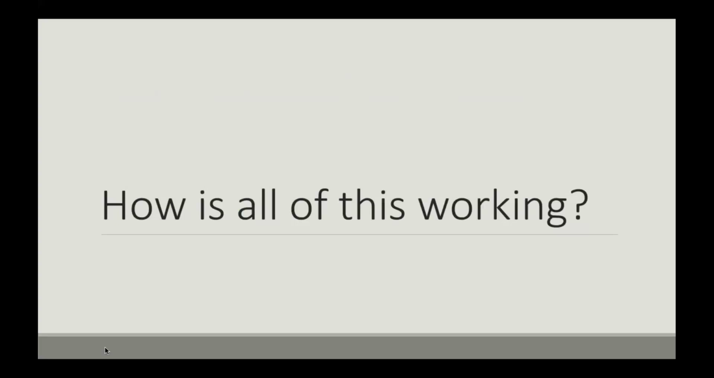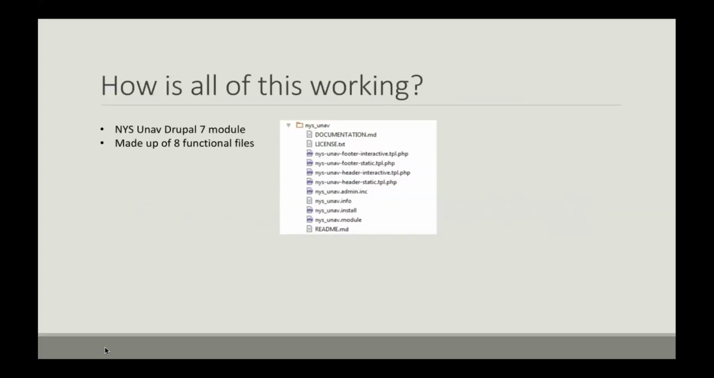So, how is all of this working? Here's a file structure of a Drupal 7 module. This is the New York State Universal Navigation Drupal 7 module. It's made up of 8 functional files and a few text files.